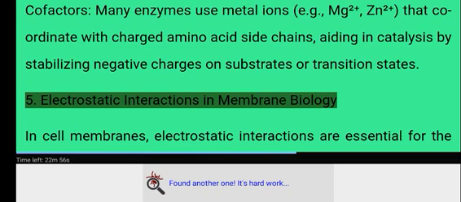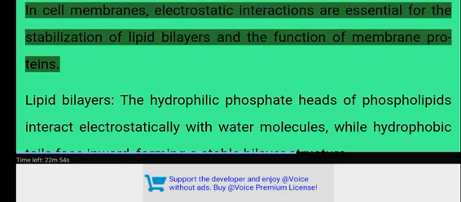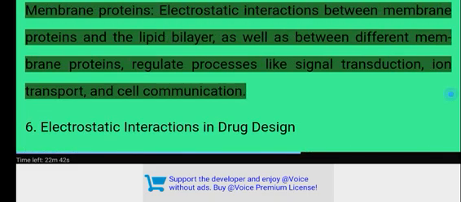5. Electrostatic interactions in membrane biology. In cell membranes, electrostatic interactions are essential for the stabilization of lipid bilayers and the function of membrane proteins. Lipid bilayers. The hydrophilic phosphate heads of phospholipids interact electrostatically with water molecules, while hydrophobic tails face inward, forming a stable bilayer structure. Membrane proteins. Electrostatic interactions between membrane proteins and the lipid bilayer, as well as between different membrane proteins, regulate processes like signal transduction, ion transport, and cell communication.